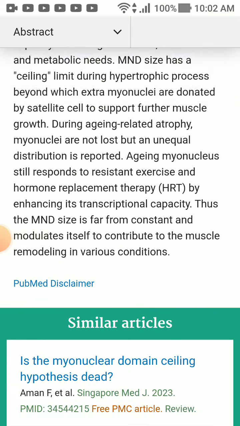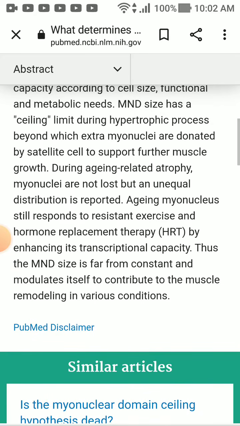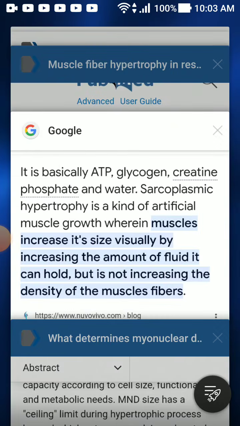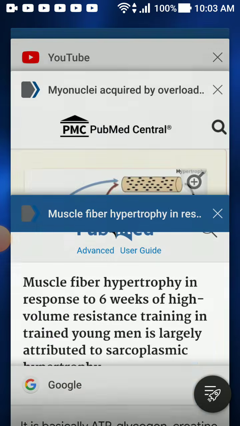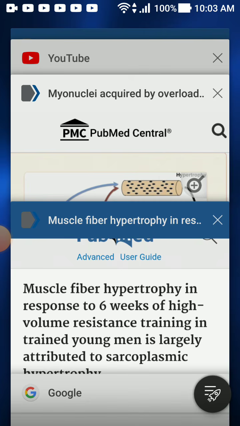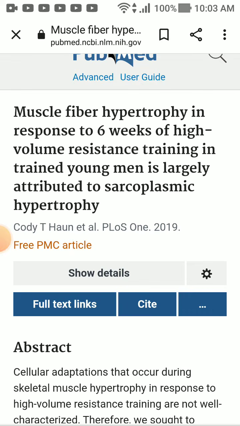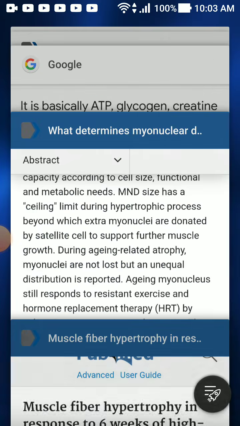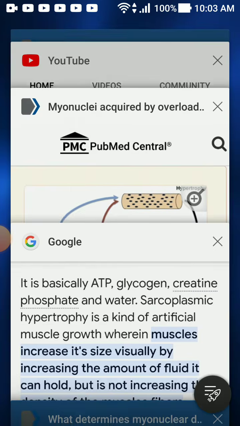Because it has a domain size limit, a ceiling limit during the hypertrophic process, beyond which extra myonuclei are donated by satellite cells to support further muscle growth. You cannot support it. You can't build any more muscle. So you're basically going to the gym to do what? To grow these artificial muscles, sarcoplasmic muscles, in trained people.